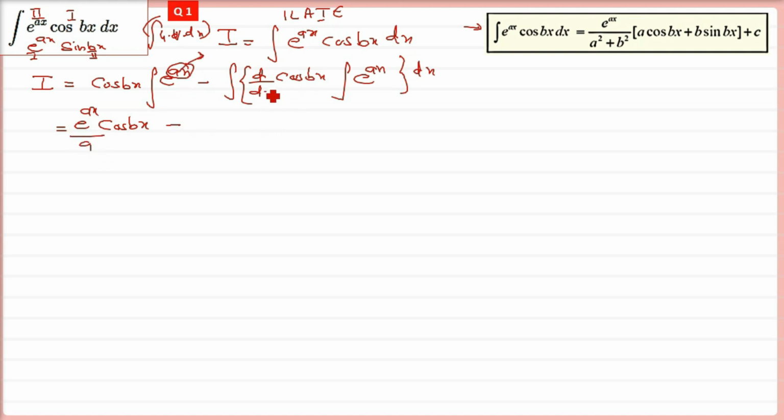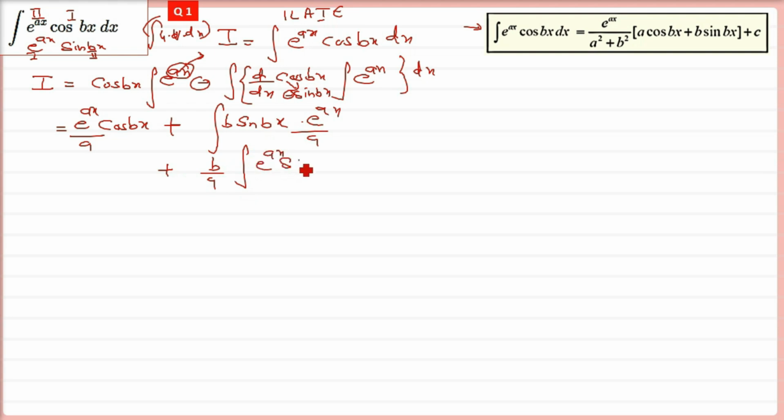Now cos bx will be what? It will be negative sin bx. Remember, you are differentiating here. So minus minus, I'm making it plus here itself. So cos bx will be negative sin bx, and then bx will also be differentiated. That will give you b. And what about integration of e^(ax)? It will be e^(ax) by a. So we need to integrate it again. Let me add b also. So this has to be integrated again because it is inside an integral sign.